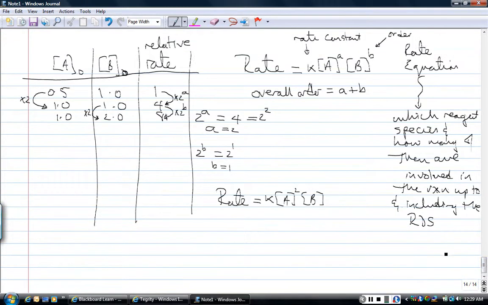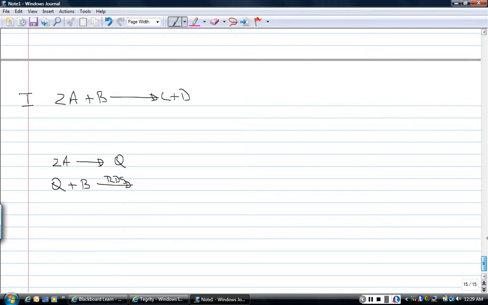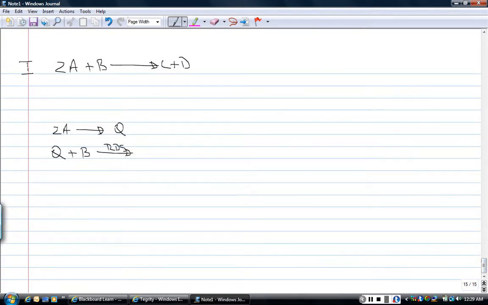Well, let me propose a mechanism then that's consistent. So perhaps 2 A's plus B in one step might give C plus D. Maybe that's the mechanism. Or maybe, let's call this 1, or maybe 2, 2 A's react to give Q. Q reacts with B in the rate determining step to give rise to maybe C plus D. Right? Maybe that's the mechanism.